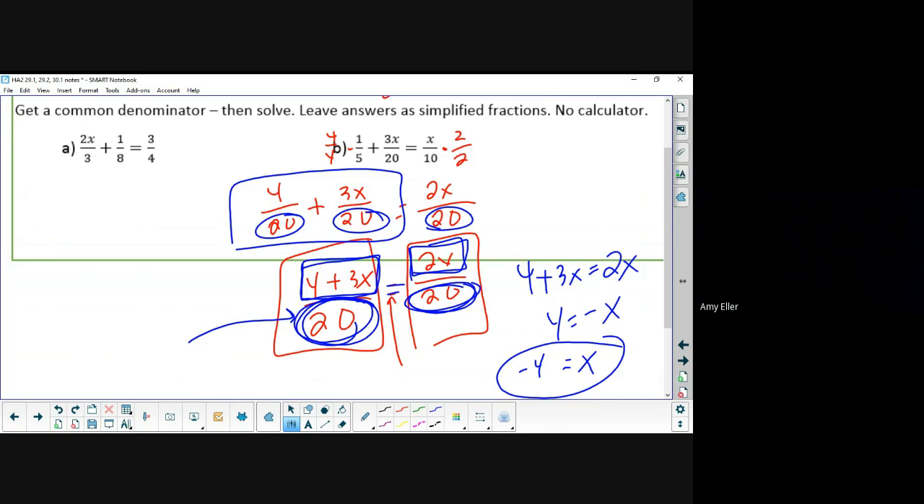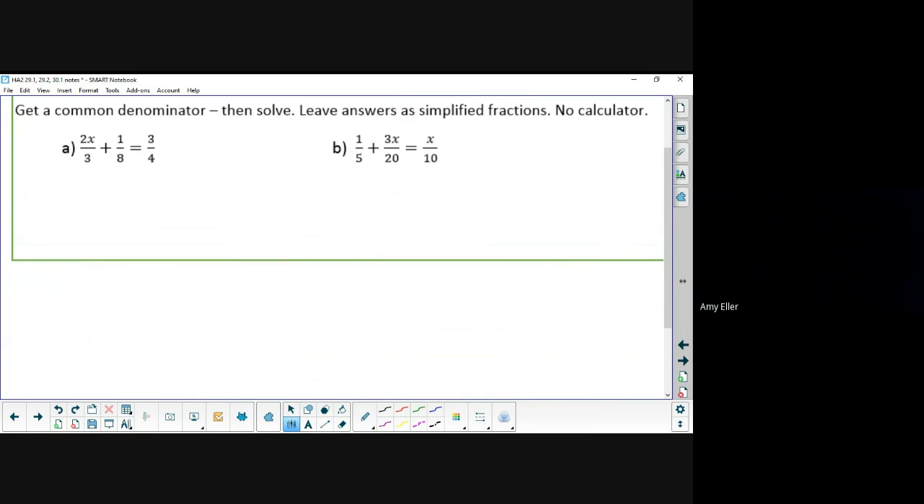Is it possible to have more than one answer? What if it said this? Aren't there two answers for x if x squared equals 36? Right, by square root, x equals 6 times 6 is 36. -6 times -6 is 36. Many times there will be one answer, but you could get more than one.